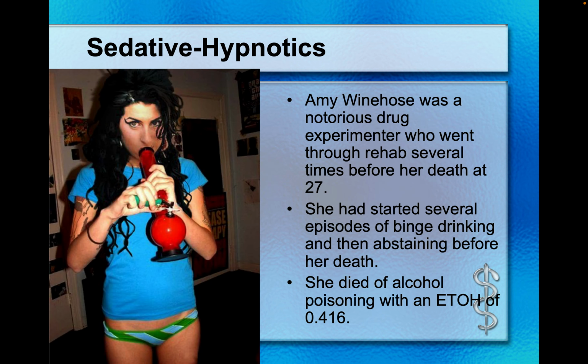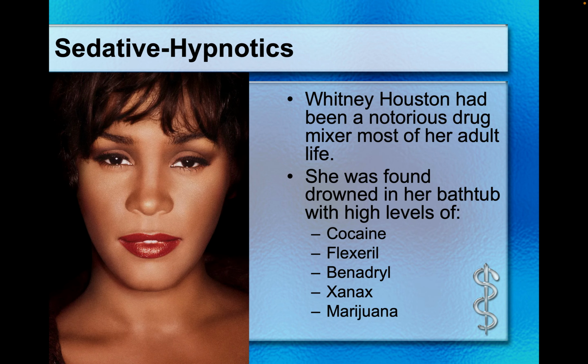Amy Winehouse was a notorious drug experimenter who went through rehab several times before her death at 27. She had started several episodes of binge drinking and then abstaining before her death. She died of alcohol poisoning with a blood alcohol level of 0.416. Remember, 0.08 is drunk. That's a lot of alcohol.